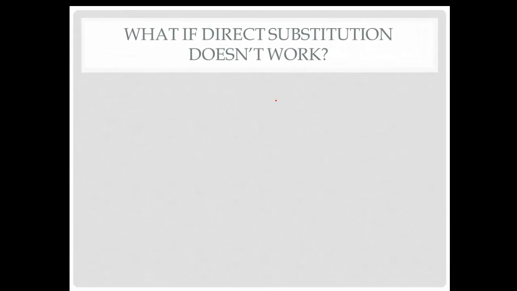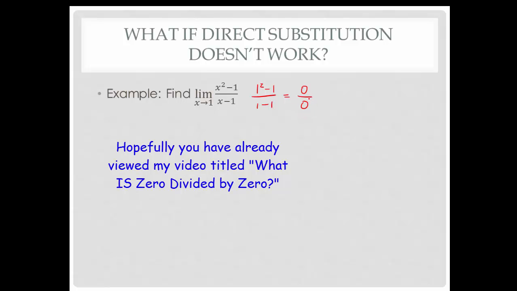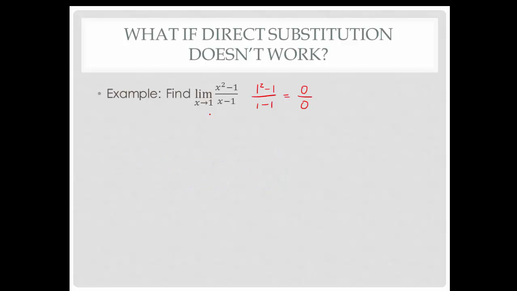So what do we do if direct substitution doesn't work? In all honesty, most limits are not going to be able to be done by direct substitution. That would be too easy. So what do we do when it doesn't work? For example, if we were asked to find the limit as x approaches 1 of (x squared minus 1) over (x minus 1). If we tried direct substitution, notice what we'd get is 1 squared minus 1 over 1 minus 1, which is 0 over 0. So not only do you get a 0 in the denominator, which means 1 is out of the domain of this function, so that's a no-no, you also get that 0 over 0.